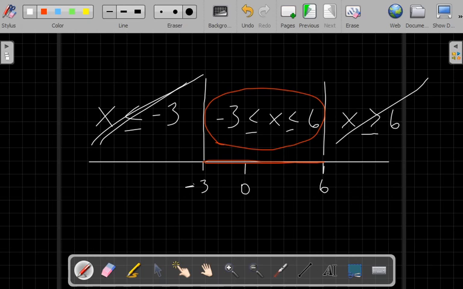So our answer here, you can leave it in number line form if you want to, but our answer here is going to be x has to be greater than or equal to -3 and less than or equal to 6. And that's it.